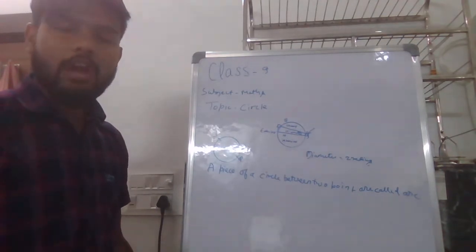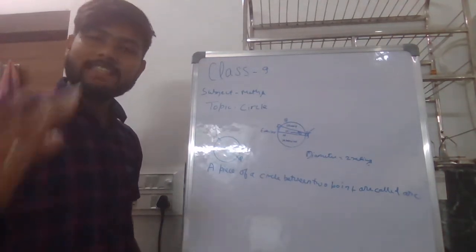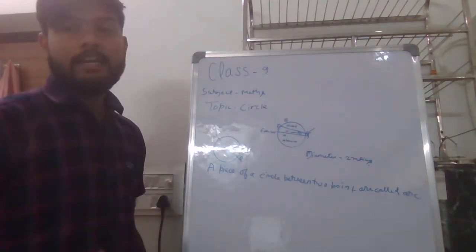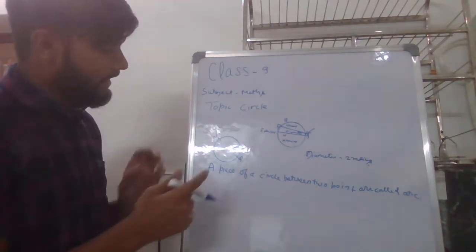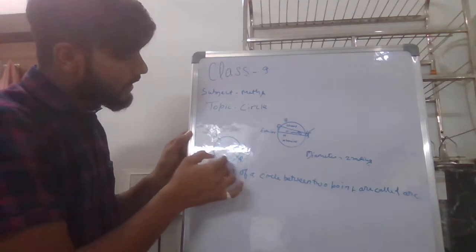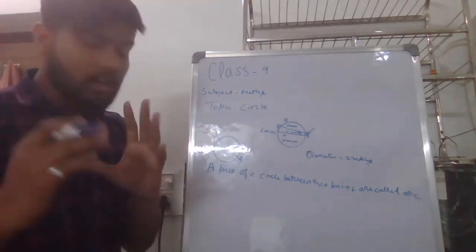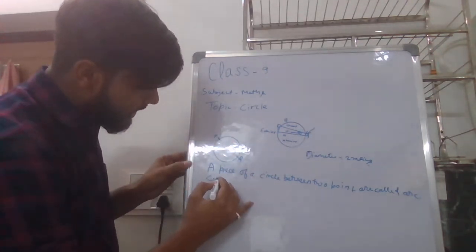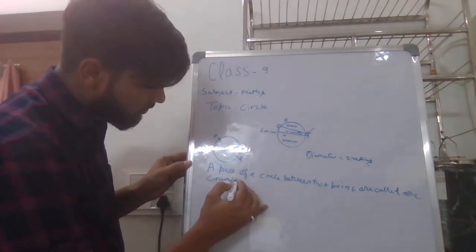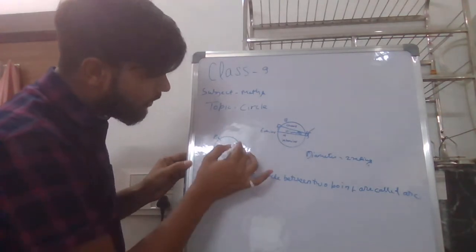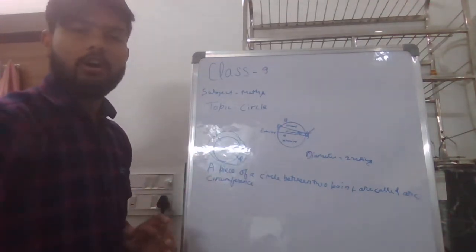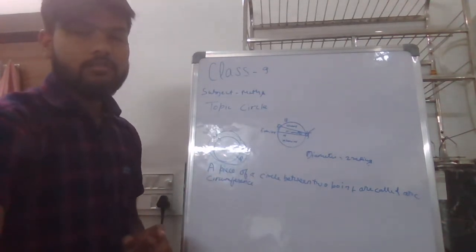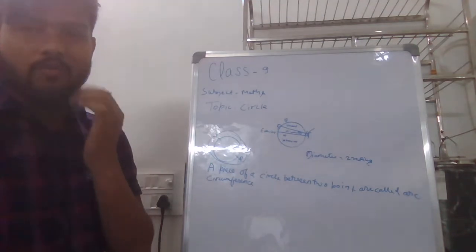Yes, very good. Now we will come to know what circumference is. Circumference is the length of the complete circle. The length of the complete circle is called circumference. Okay, very good. Let's move further.